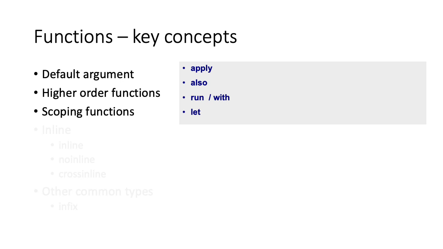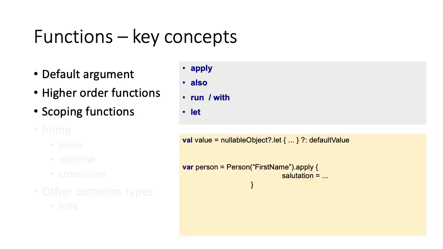Scoping functions. Scoping functions are a good place for updating and applying context to objects. Apply, also, run, with, let are scoping functions. Apply, also, run, and let are extension functions. With is a standard function.